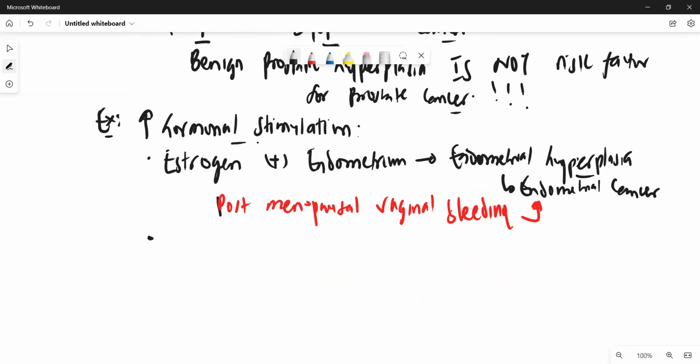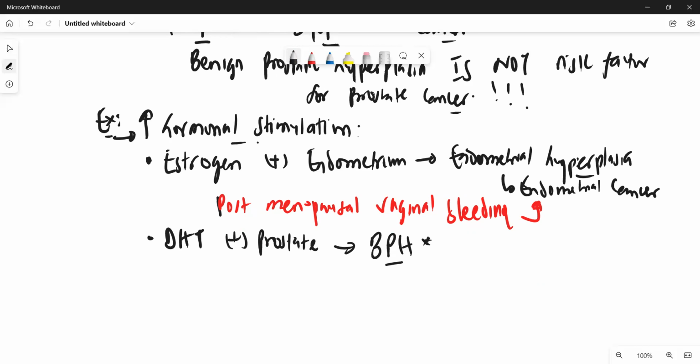Another example of hormonal stimulation is DHT, dihydrotestosterone. In a male, this dihydrotestosterone can stimulate the prostate, right? And if it stimulates the prostate, that can lead to benign prostatic hyperplasia. But remember, we said that this is not a risk factor for cancer. This does not lead to cancer. Yes, very important to remember. So that's an example of hormonal stimulation.